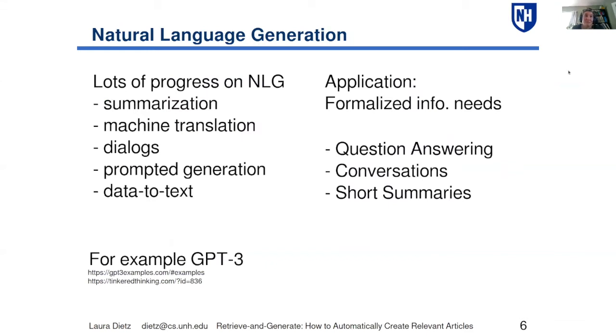Especially in the last two, 3 years, there was a lot of progress on natural language generation. Especially with respect to summarization, machine translation, dialogues, prompter generation, and data to text. Really, really great, outstanding, fascinating work. And kind of the piece that I always hoped someone would be working on while I'm working on some other things like information retrieval and entity stuff.